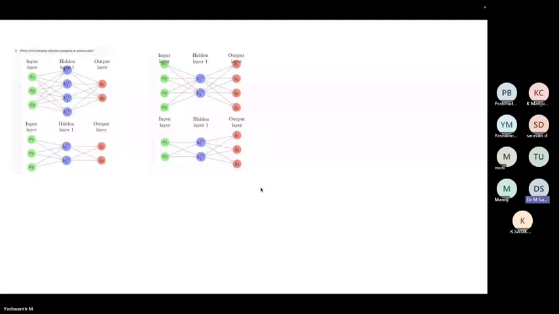Sir, in case of autoencoder, the main application will be we can extract the important features as well as we can reduce the noise.